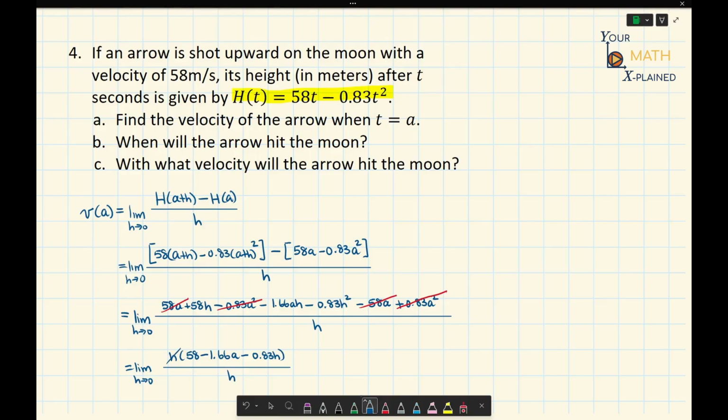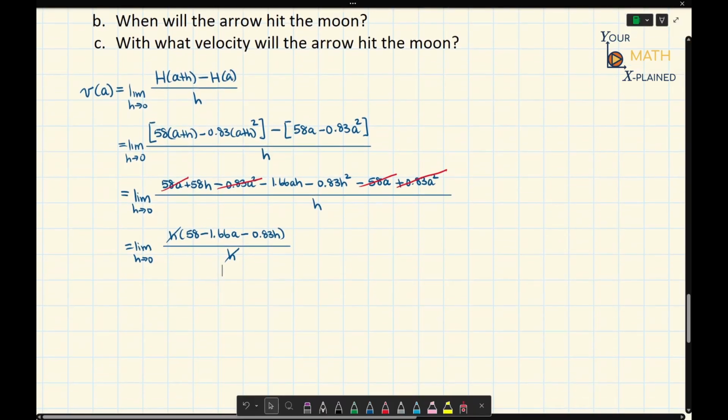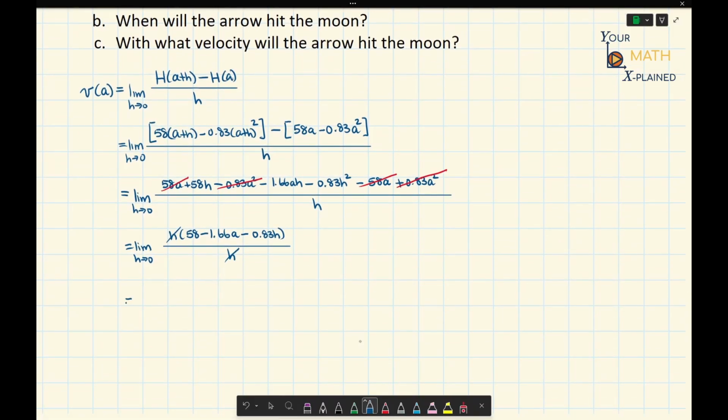And now we can go ahead and cancel out the h on top and bottom. And our final answer, after we take the limit, is going to be equal to 58 minus 1.66a. And let's actually go ahead and add units here. Because this is velocity, so v of a, this is going to be meters per second.